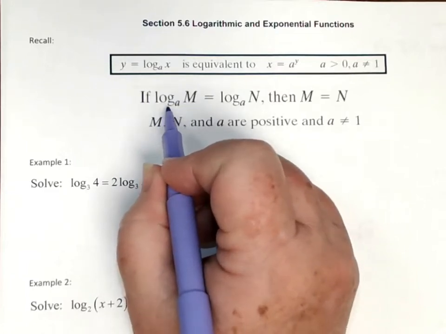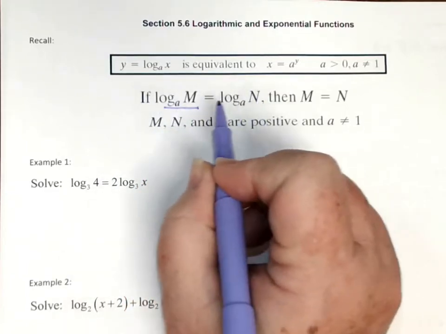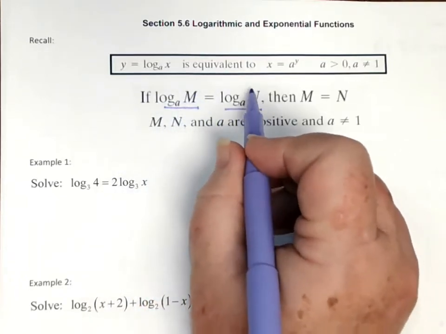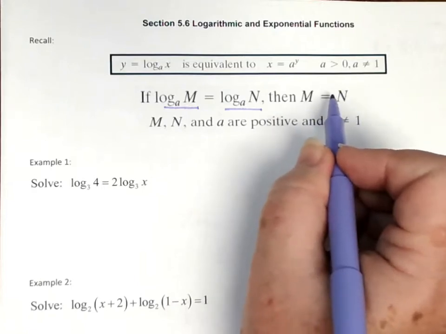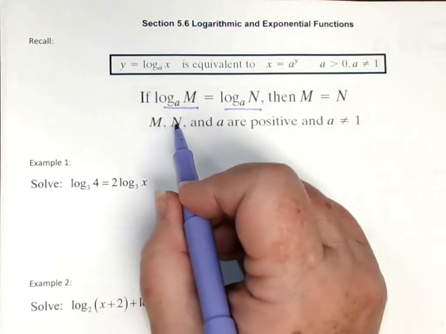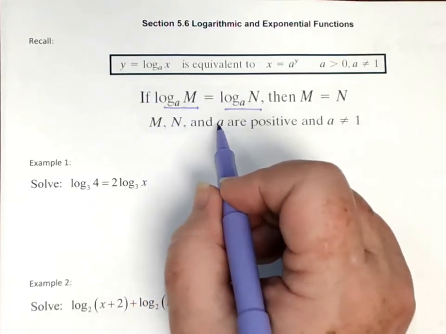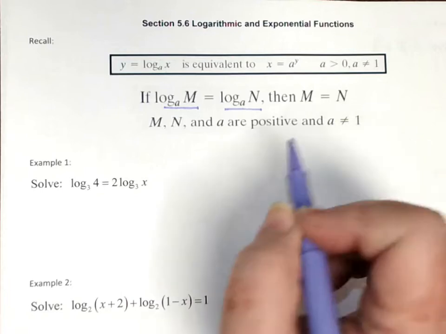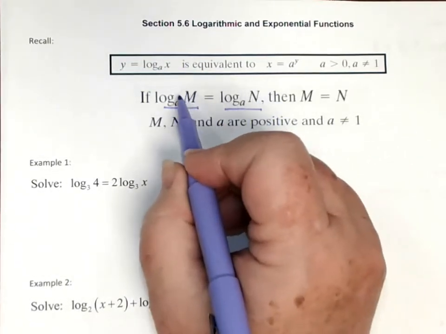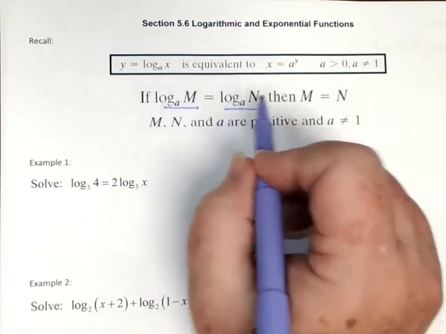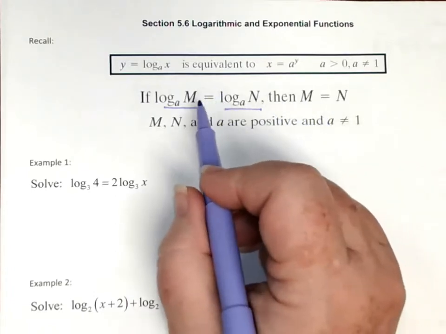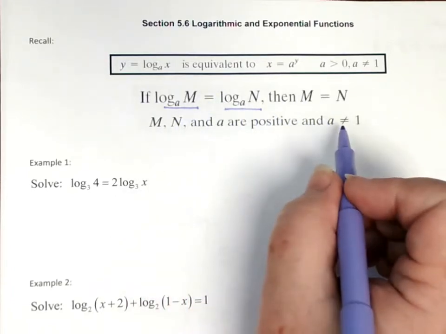What this says is that if I can create a situation where log base a of some argument equals log base a of another argument, then the two arguments are equal to each other. We always have to assume when we're working with this that the arguments have to be positive, the base has to be positive, and the base cannot equal 1. Remember, our domain restriction is that the argument has to be greater than 0, so they're positive, but then the base cannot be the number 1.